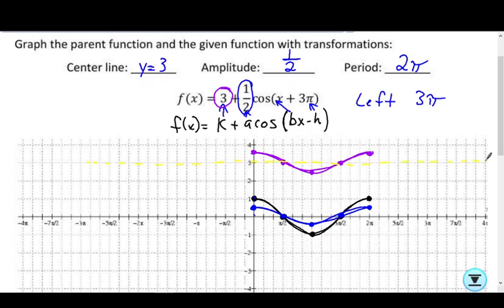Okay? Now we're going to go to the left 3 pi. So this was at 0, and now it's going to be all the way here at negative 3 pi. Okay? The end was at 2 pi, so it's going to end again at negative pi. This is at pi, so that's going to be at negative 2 pi. So here are my final coordinates. Okay?